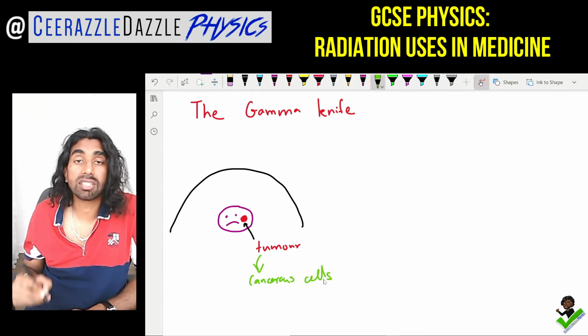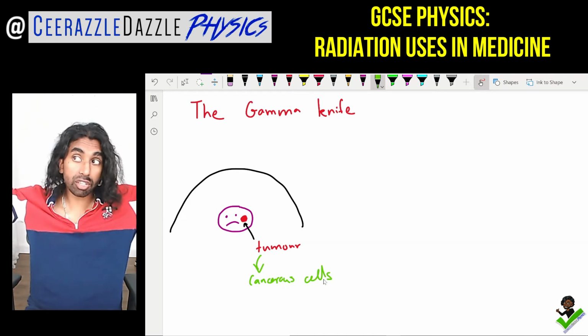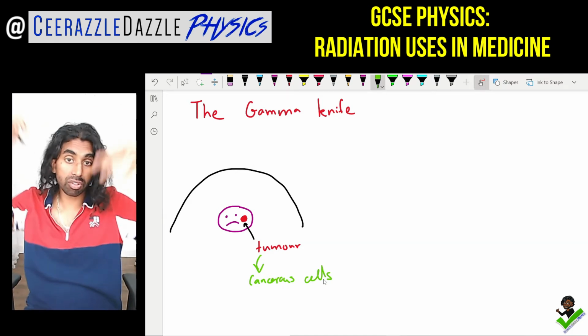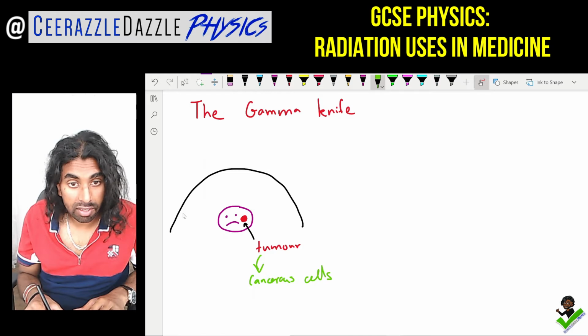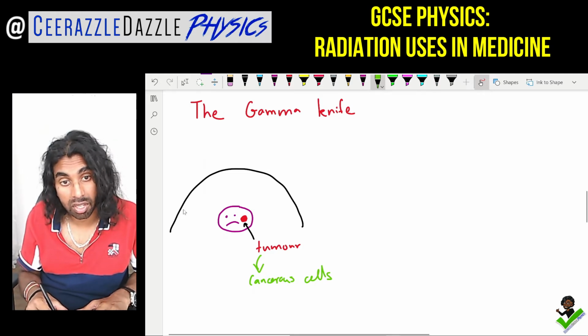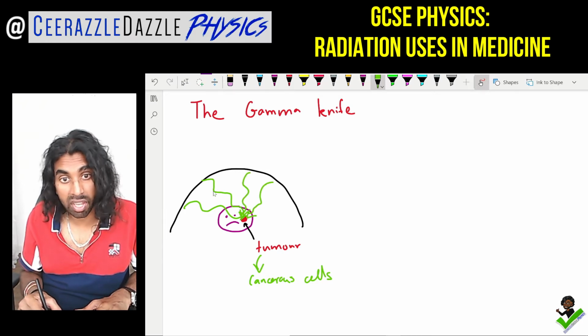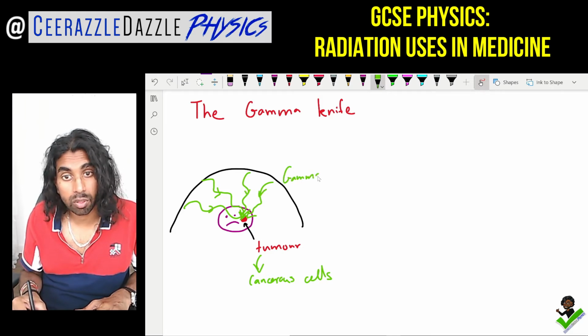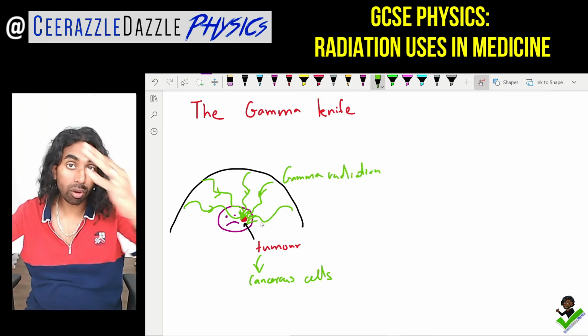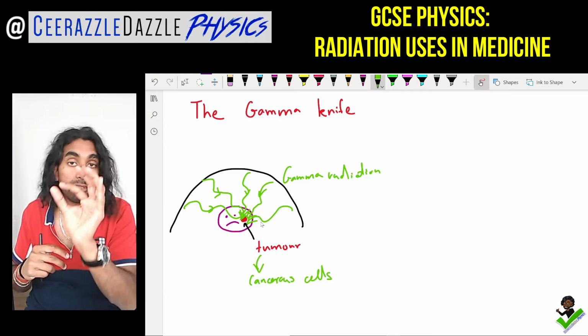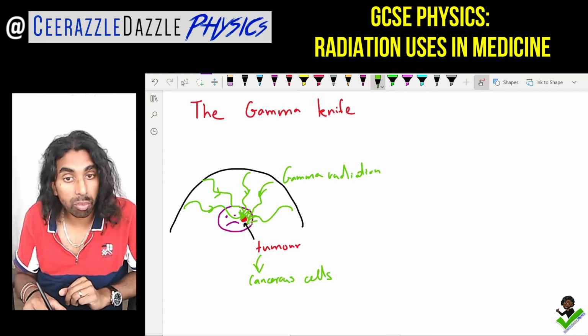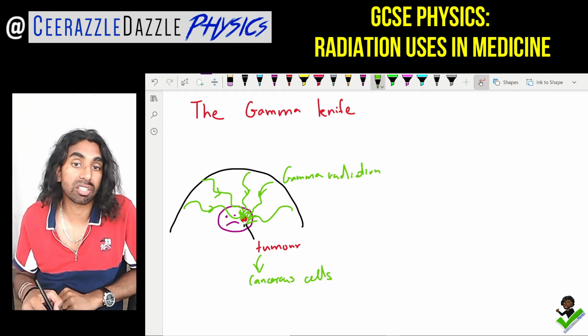The way to do it is this. You blast the tumor with gamma radiation from all sides. Let's just say there's a blast from here, a blast from there, a blast from there, and a blast from there. They're all going this way. This is the gamma radiation. Where they all meet, they are concentrated and therefore they can kill off the cancerous cells. Right where they all meet, that's where they can kill off the cancerous cells.